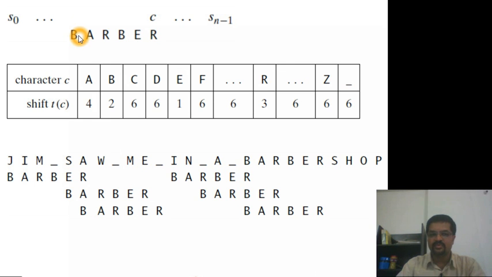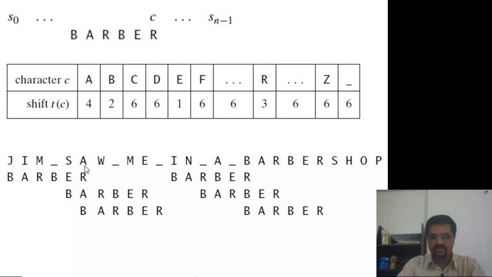Given the pattern and the alphabet, we can create the shift table, and once the shift table is ready, align the pattern with the first m characters of the text, which is the first substring, and start matching the last character of the substring with the last character of the pattern, and move from right to left. If all of them match at any point, like it happened here, then return the index of the first character of the substring as a successful case.